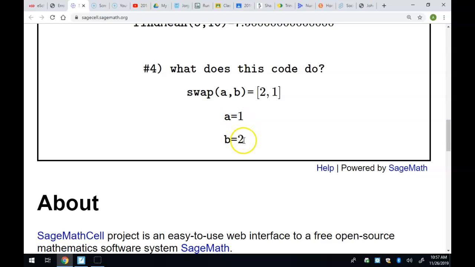So A is still 1 and B is still 2. It didn't swap. It only swapped the local variables of x and y in the function. It didn't touch the global variables. That's what that was about. Okay. All right, so number 5. How would you fix it?